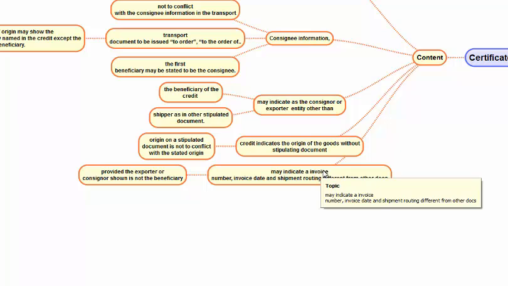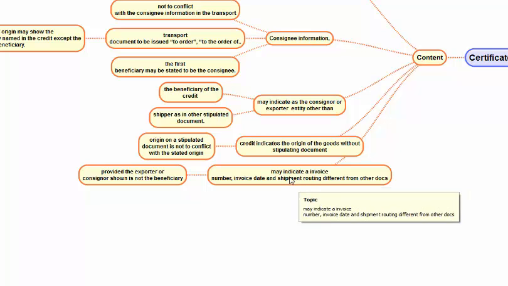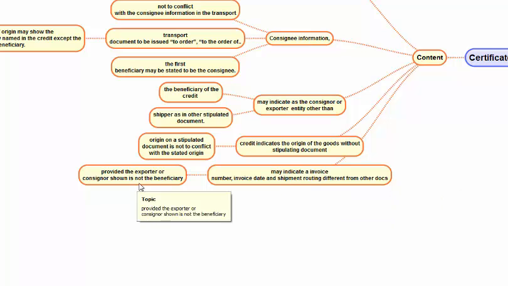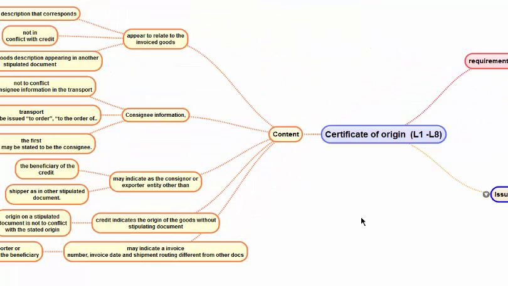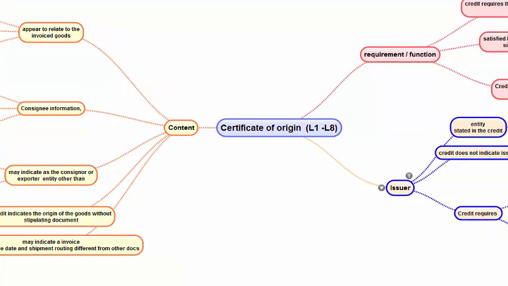The certificate of origin may indicate invoice number, invoice date or shipment or routing different from other documents. The invoice number, invoice date or routing mentioned in the certificate of origin can be different from what is mentioned in other documents, provided the exporter or consignor is not the beneficiary of the credit. So these are some small aspects of certificate of origin discussed by ISBP.